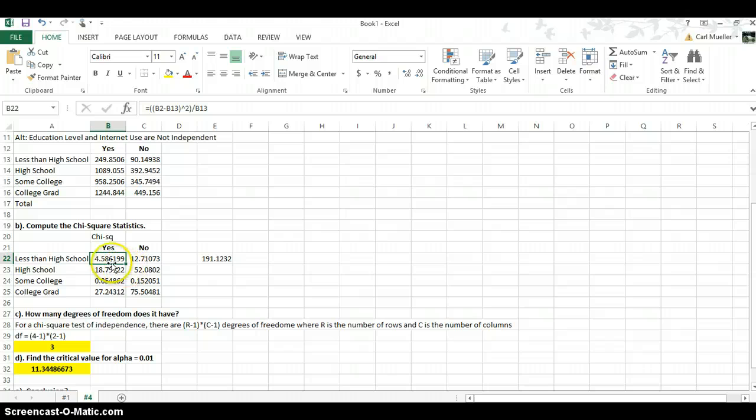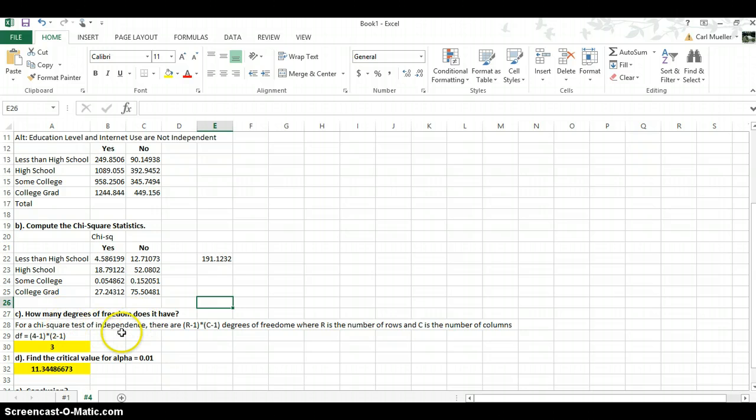So the observed value of less than high schoolers that answered yes, minus the expected value, which is B13. You see it right here. Square it, then divide by B13. And you can see that's the pattern here. You see B3, which is the survey data result, minus B14, which is right here, squared, divided by B14. So you can see how this works in calculating the chi-square statistic by answer by education level. And if we sum them all up, we get 191.1232.